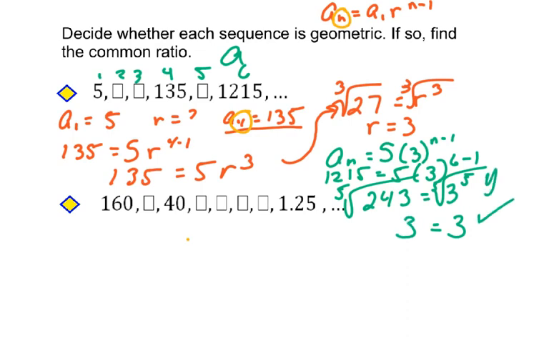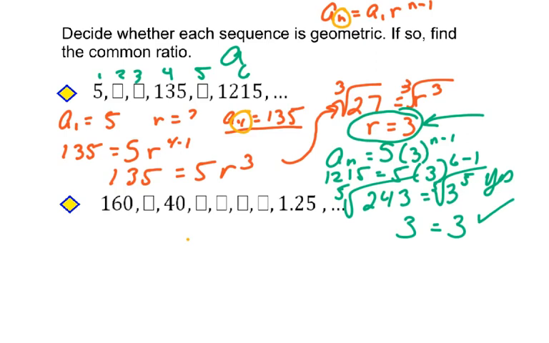So yes, this works. The common ratio is, okay, I'm not sure where we got shut off there. So if we take the fifth root of both sides of the equation, the fifth root of 243 is 3, and then obviously the fifth root of 3 to the fifth is 3. So yes, it does work. The common ratio is r equals 3.